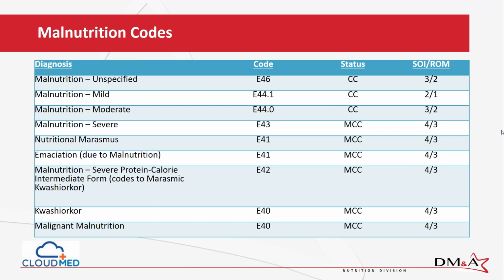CC means there's going to be some improvement in the DRG payment because there's a complication or comorbidity on the case. And then an MCC is a major complication or comorbidity, and that really has great potential to increase reimbursement. And so getting to that severe malnutrition severity is really where we see some higher weight DRG impact.